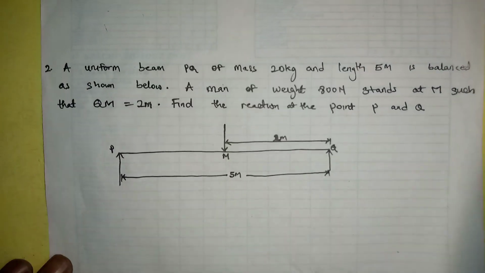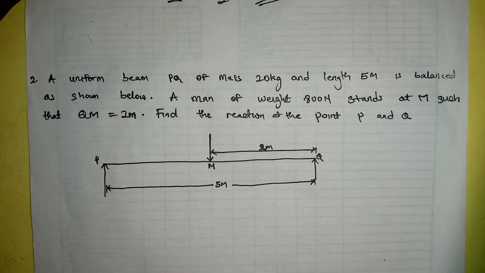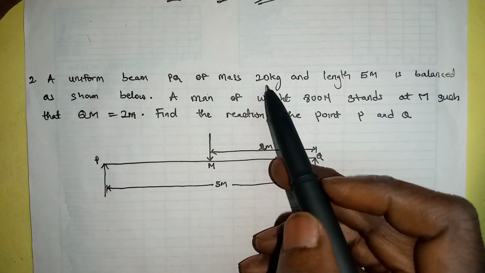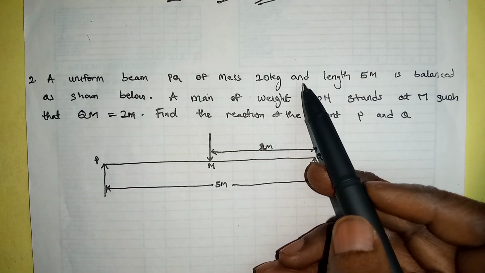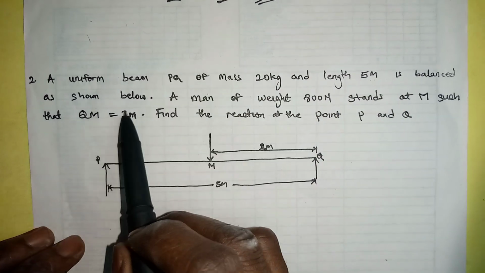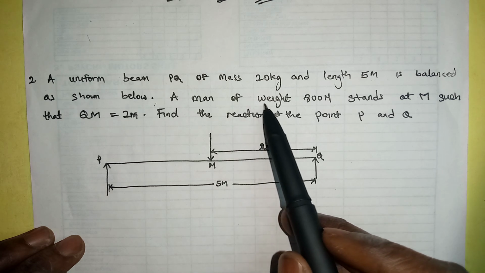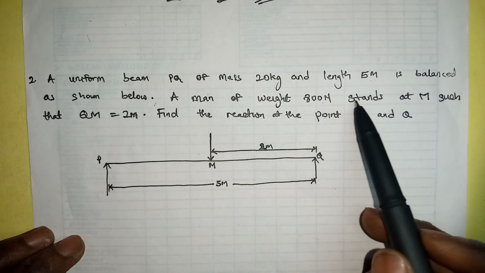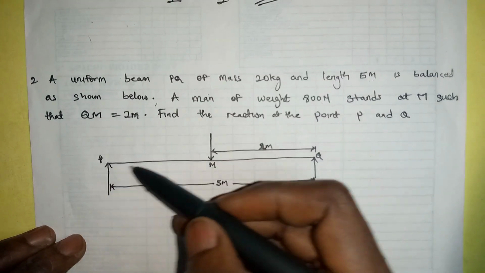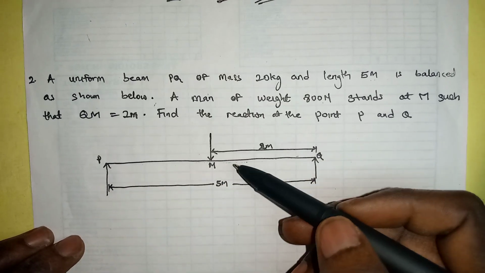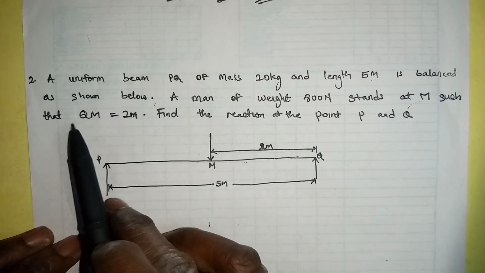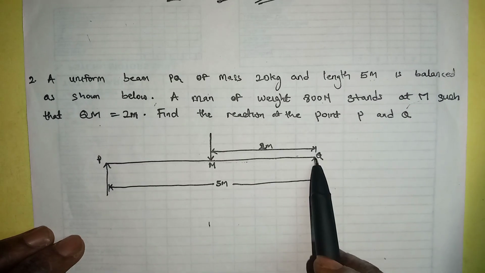Let's take a look at another question. They say that a uniform beam PQ, this is P, this is Q, of mass 20 kg and length 5 meter, is balanced as shown below. A man of weight 800 Newton stands at the point M. If someone stands on this ruler, the weight of that person will be acting downward at M, such that QM, from this place to this place, is equal to 2.